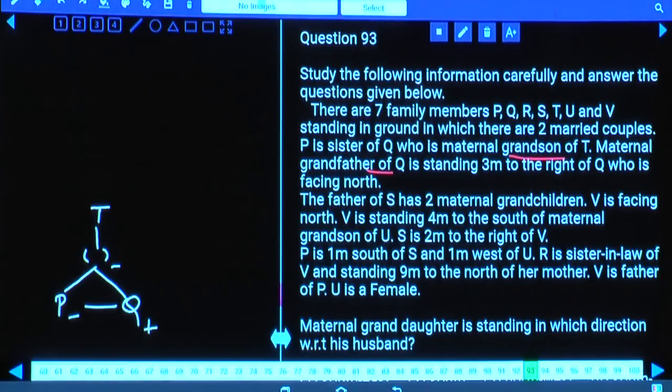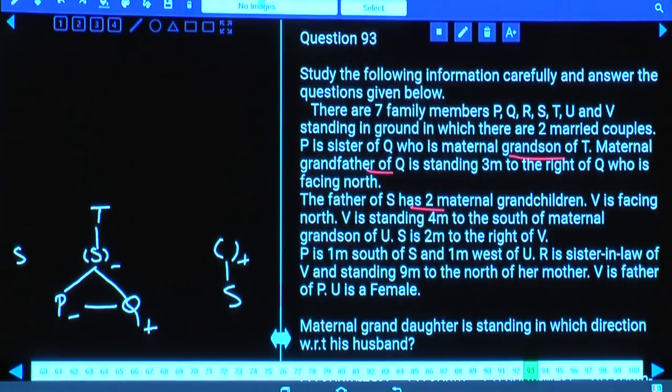S is having a father. The father of S has 2 maternal grandchildren. Where should this S be? S must be in this place. And who are the 2 grandchildren? These 2, P and Q, are the grandchildren. So S is the child of this T. Are you agreeing with this or not? Whether that father is T or someone else is not known as of now.